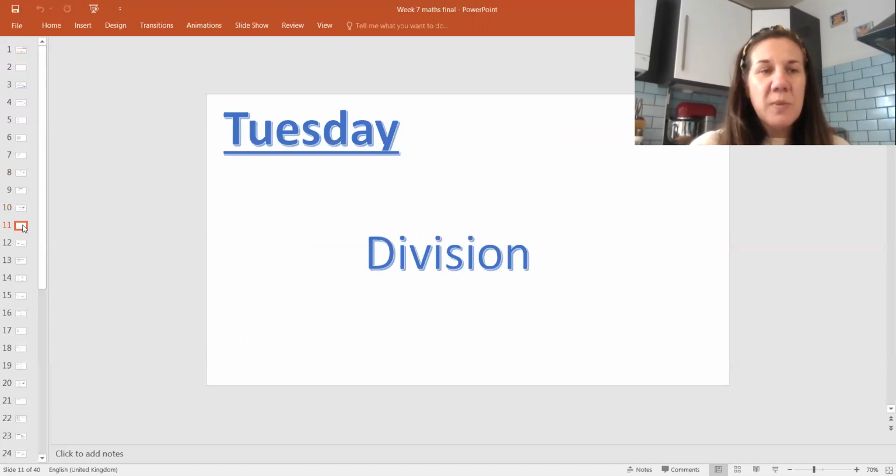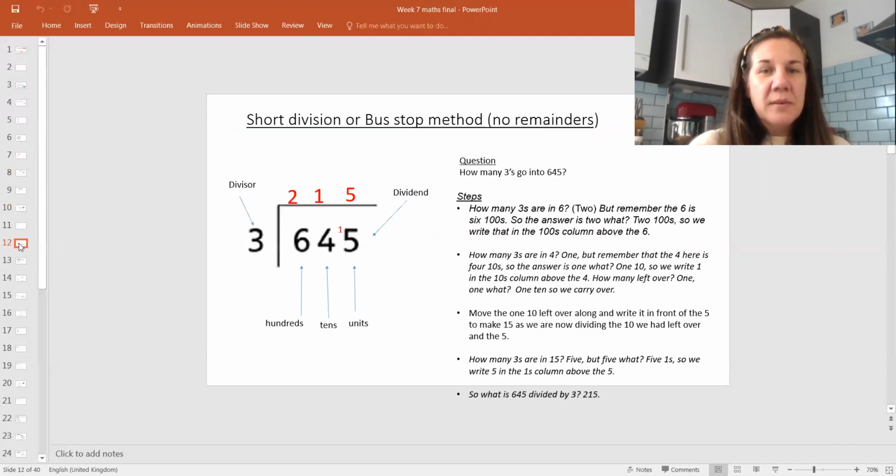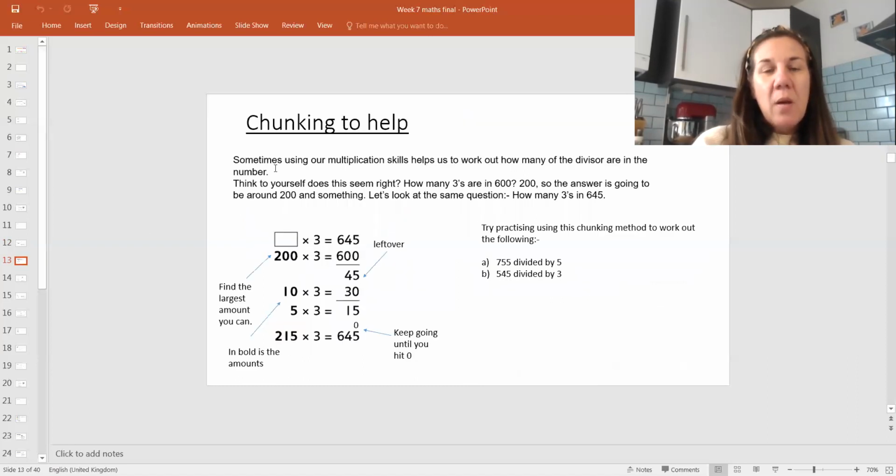So Tuesday, we're going to be looking at division and using our bus stop method. We're finding remainders and no remainders. I've talked through the steps of what you need to do just to clarify each time when you are using your divisor and then going into the hundreds column, then the tens and the units, and then carrying over as well. Also looking at chunking to help.